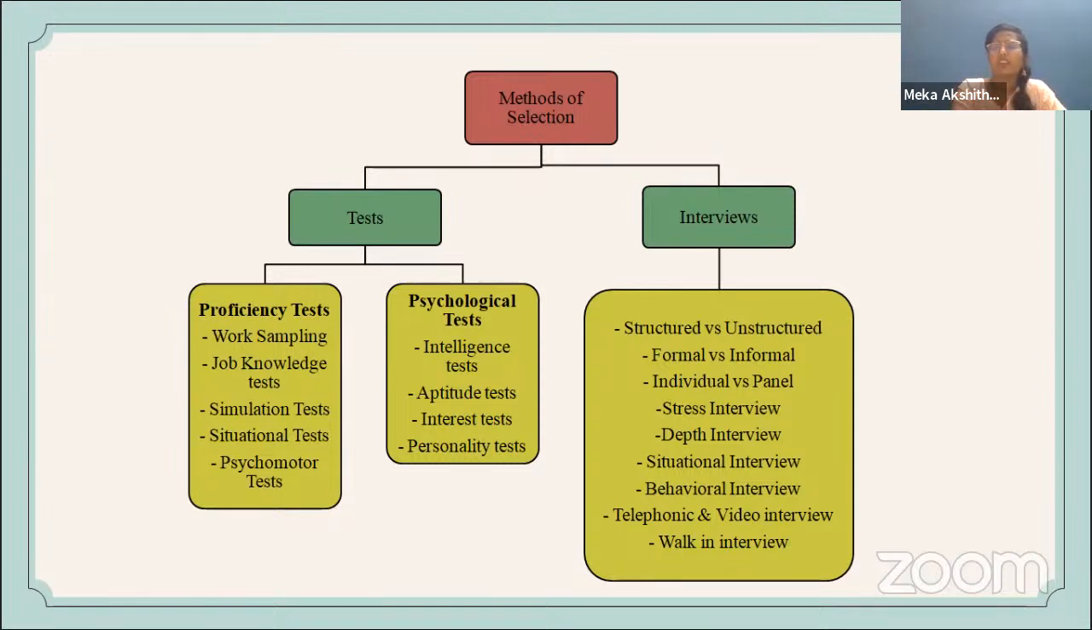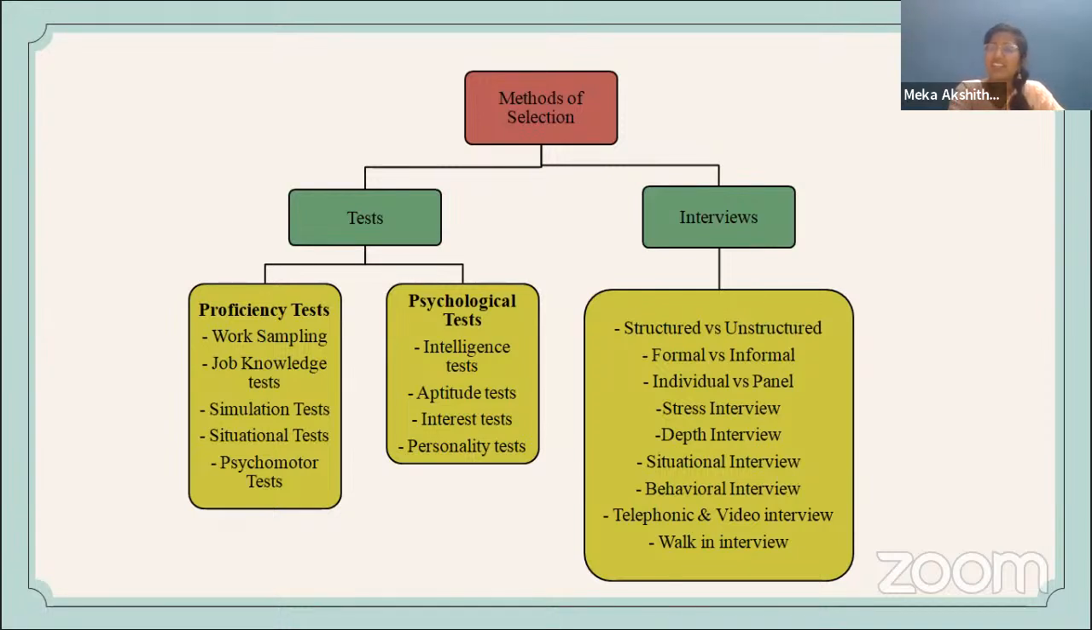In a formal interview, everything would be structured and well planned. In an informal interview, there would be another type of setting, not in an organization. The people would be meeting outside, right? Informal communication, everything would be there in informal interviews.